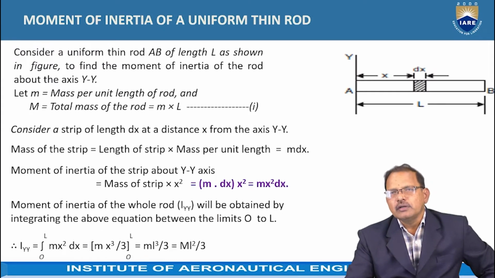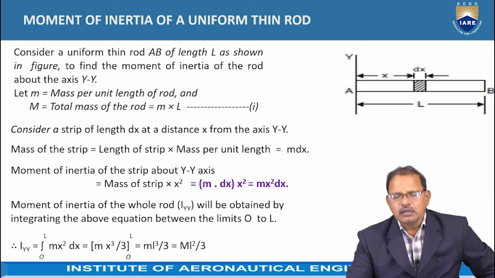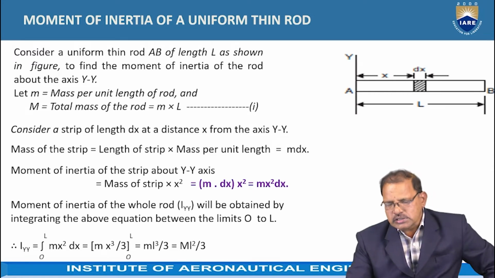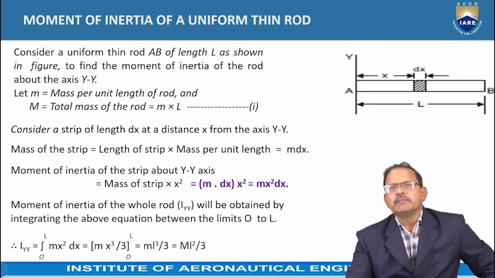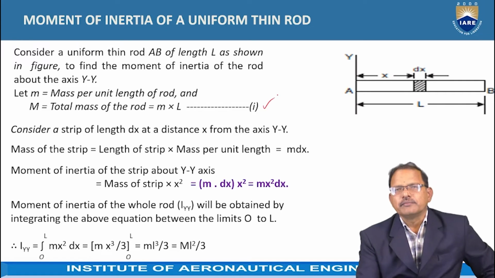The moment of inertia of a uniform thin rod. The mass moment of inertia of a rod AB of length L is as shown in the figure. We determine the moment of inertia of the rod about an axis which is passing through the left side of the figure. Let m represent the mass per unit length of the rod and capital M the total mass of the rod, which is equal to m into L, represented in equation number 1.